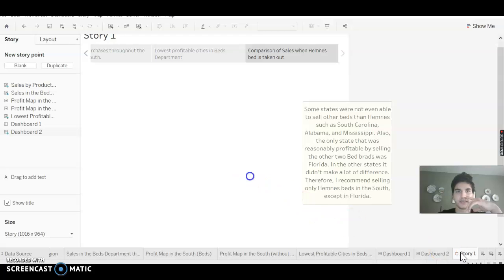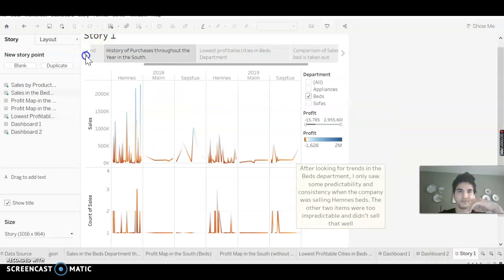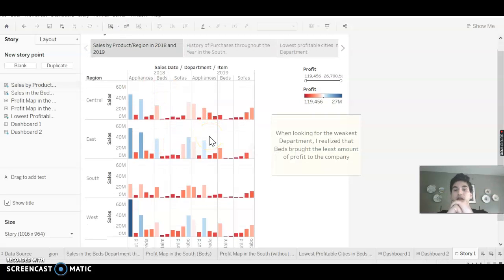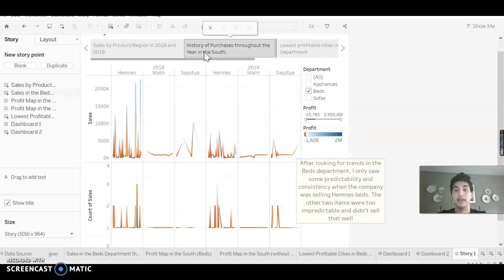So finally, here are my stories. I'm going to say my conclusions. So here first, when I was starting to look for the weakest department, I realized the beds brought the least amount of profit to the company, like I just explained, and then I decided to look for trends in the beds department, and I saw some predictability and consistency when the company was only selling Hemnes beds. The other two were too unpredictable and didn't sell that well.